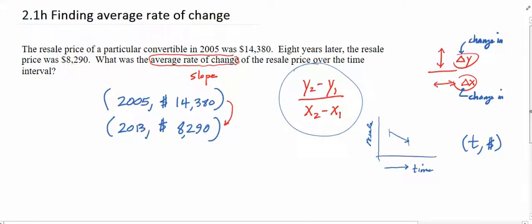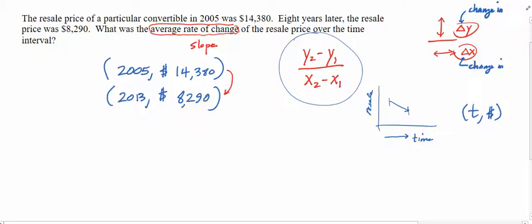I'm going to actually go ahead and put labels at the top of this. This has to be my x1, y1. It has to be, because as time goes on, we want the last one in time to be the second coordinate. Okay, I'll say that again. The second one in time has to be the second coordinate. So we're going to go from this time interval to this time interval, 2005 to 2013. And so we must use this one as the second point.